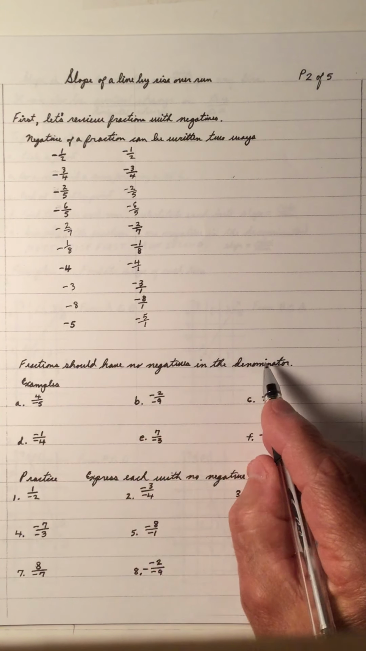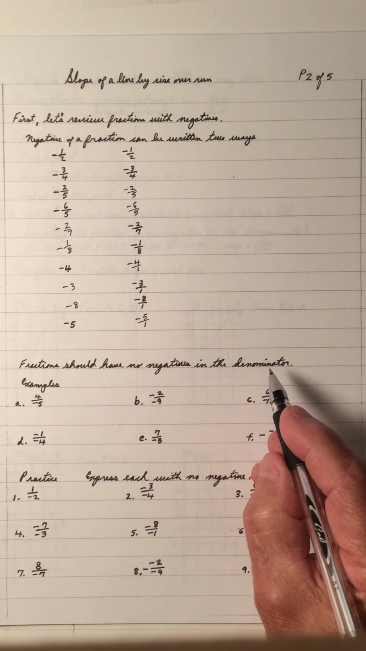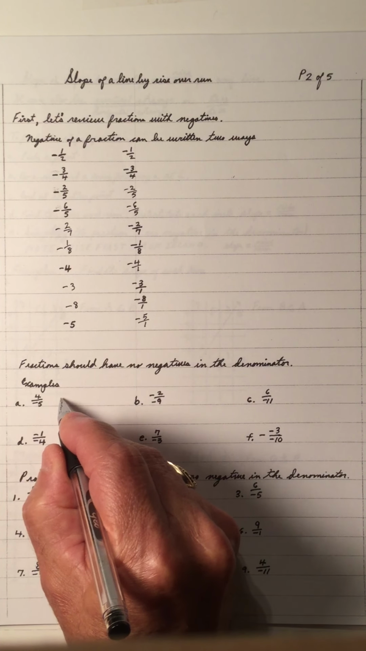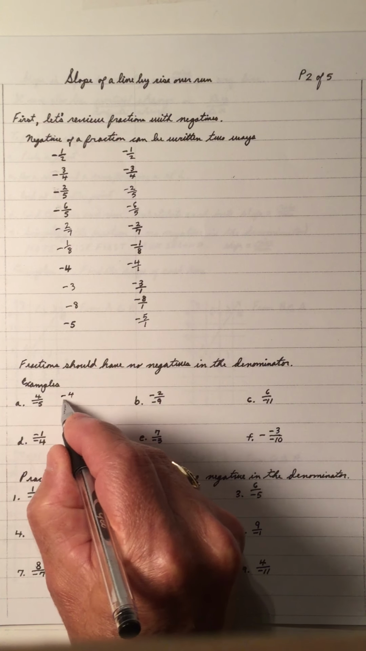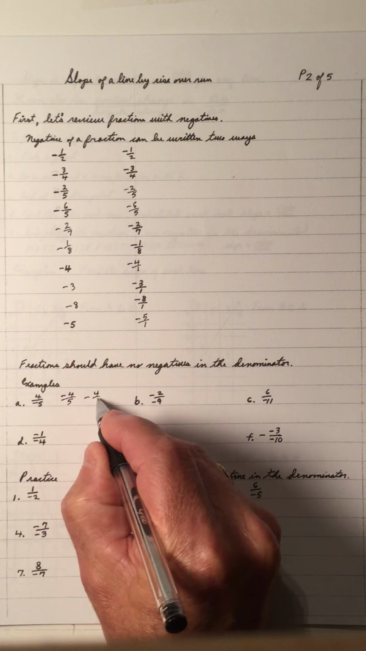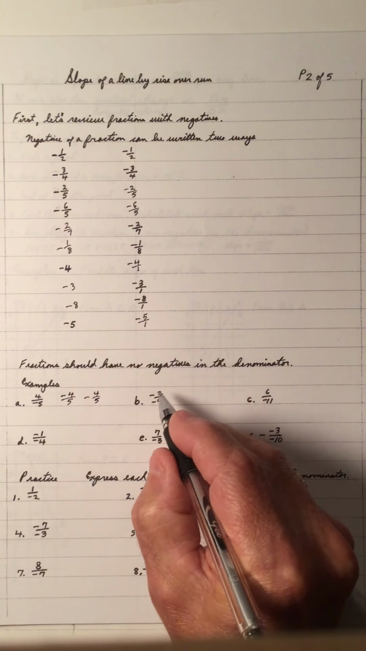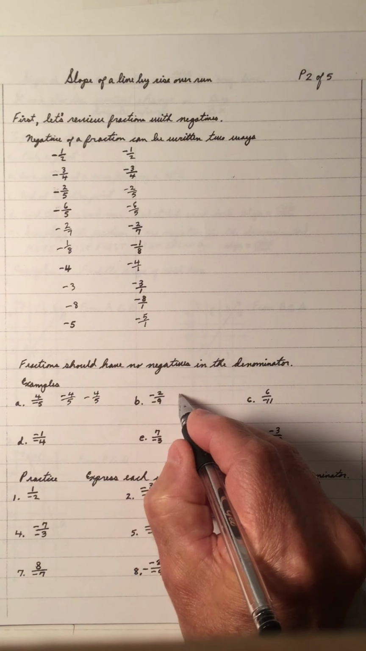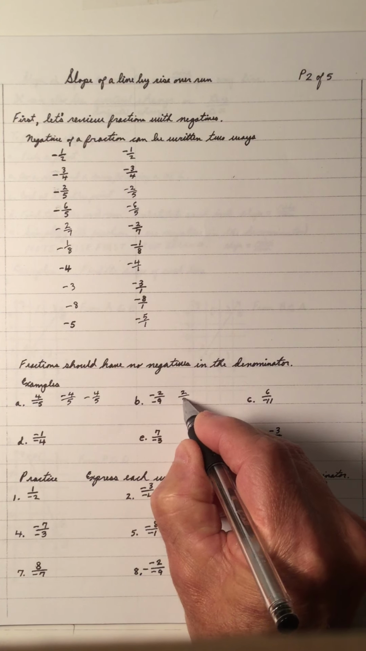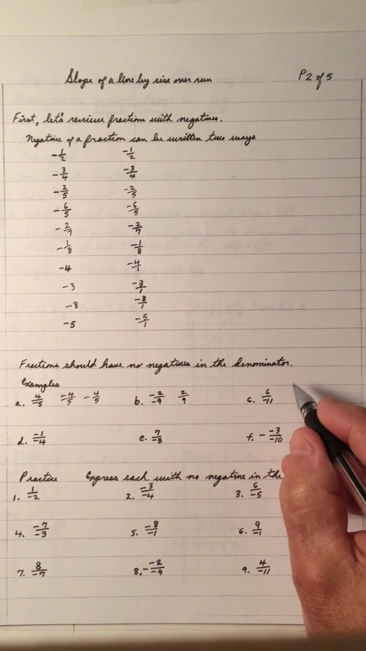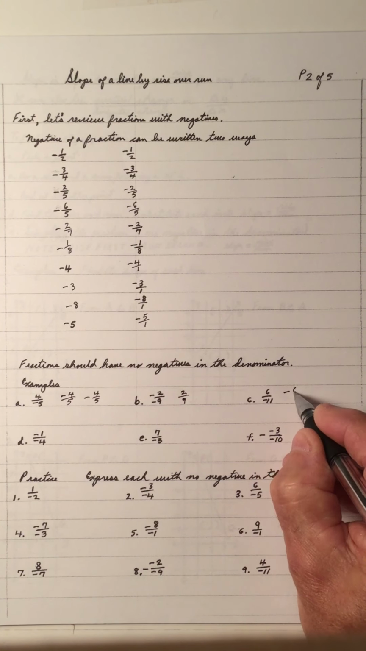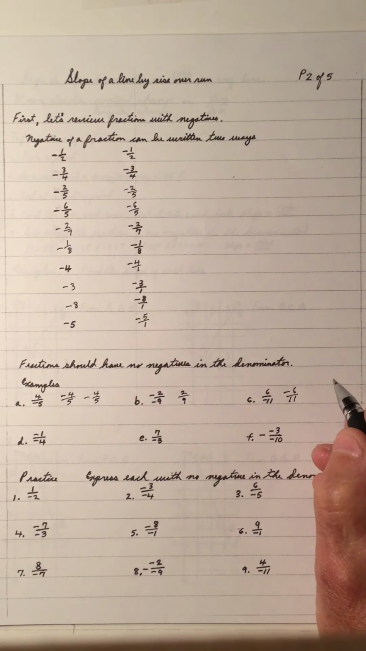Fractions should have no negatives in the denominator. If they do, then remove them. So 4 over negative 5 is the same as negative 4 over 5, or negative 4/5, either one. Negative 2 over negative 9: negative over negative is 2 over 9. Dividing by 2 negatives gives you a positive. And 6 over negative 11 is negative 6 over 11.